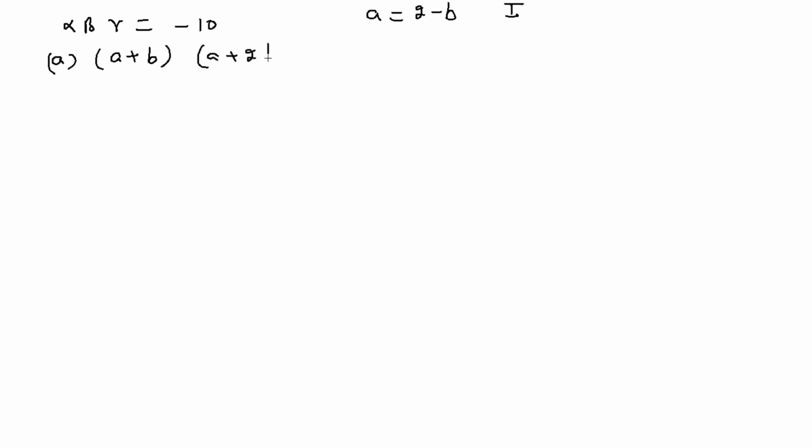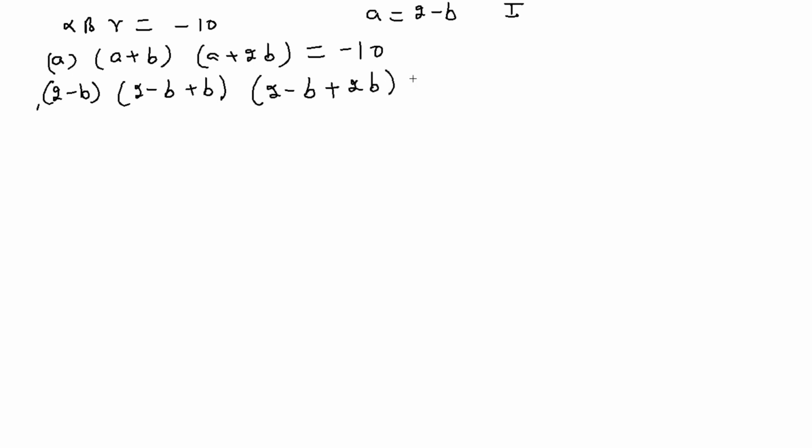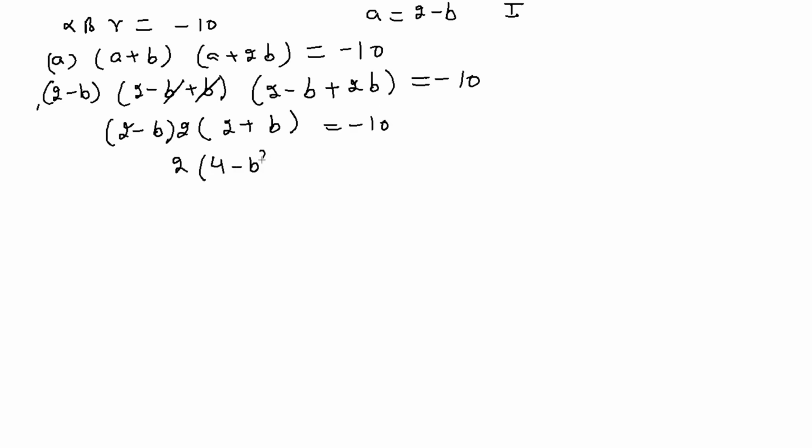And substitute the value of a, which is equal to 2 minus b. And again in the second bracket you will have 2 minus b plus b. And then in the third bracket you will have 2 minus b plus 2b is equal to minus 10. And b and b is cancelled. You will have (2 minus b)(2 plus b) is equal to minus 10. So you will have 2 times (4 minus b square) is equal to minus 10. 4 minus b square is equal to minus 5.